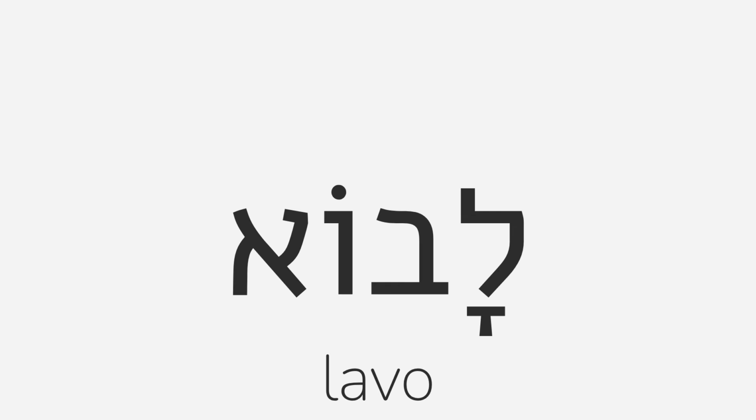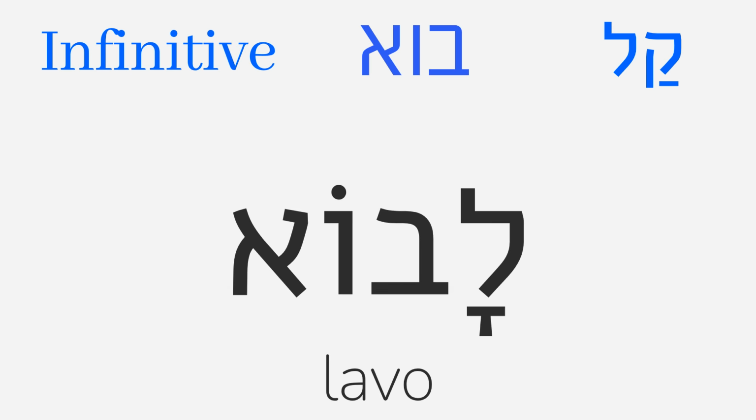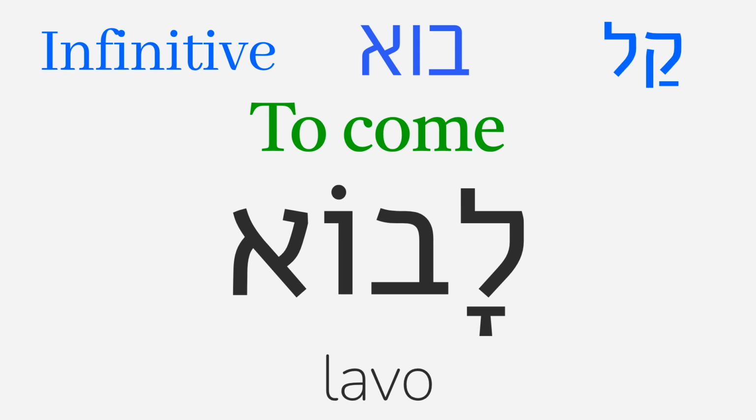Today, we're going to bring back the verb lavo, which is from the root bet vav aleph. This call infinitive means to come. In the call, this verb is irregular because its second root letter, vav, acts as a vowel, o, instead of a consonant, v. These kinds of roots are called hollow roots. Their second root letter is a vav or yod that acts as a vowel.